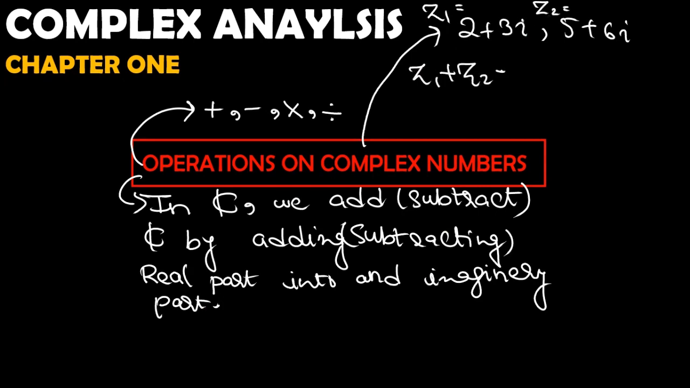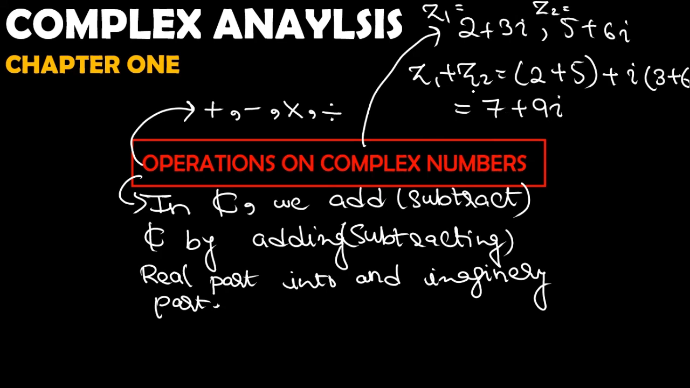Z1 plus Z2 is equal to: the real part of the first complex number is 2 and the real part of the second is 5, so I add the real parts, plus iota as it is, and the imaginary part of the first plus the imaginary part of the second. So 3 plus 6. In the end we get 7 plus 9 iota. We follow the same pattern in subtraction.